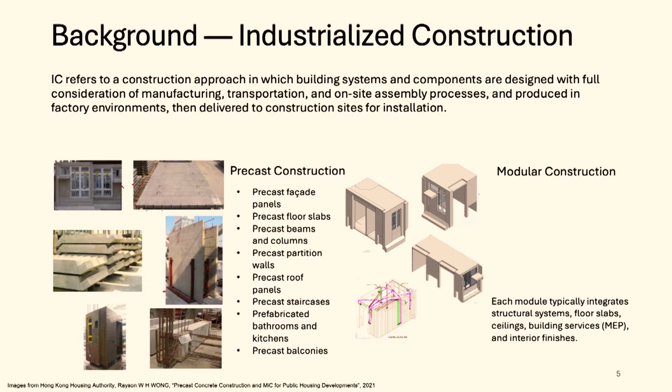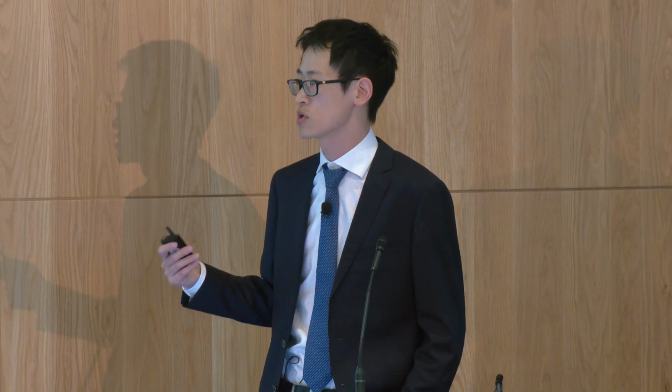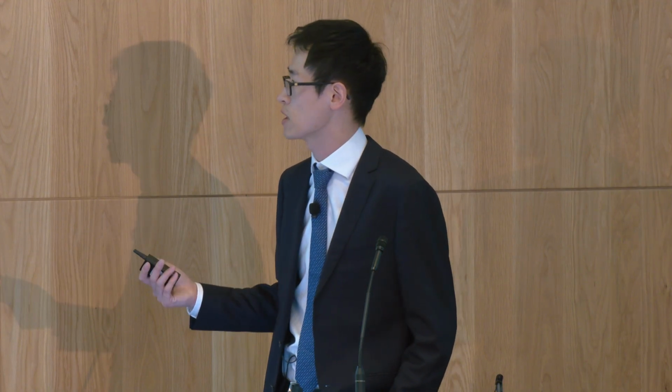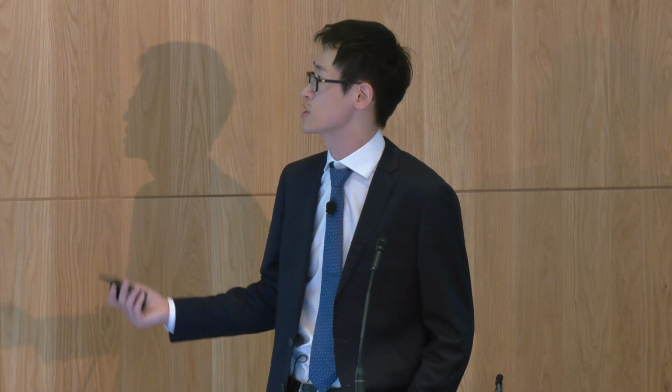From the product point of view, for example, the precast construction involves products ranging from precast facade panels, slabs, beams, and columns. On the other hand, the modular construction is a more integrated approach that includes the structure, the building systems, and the finishes all together.